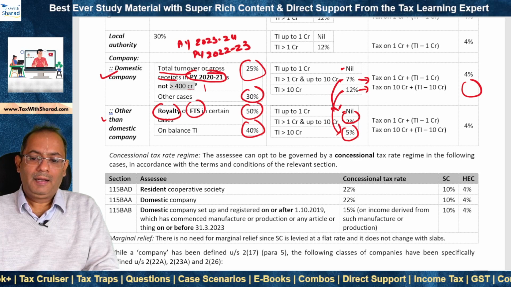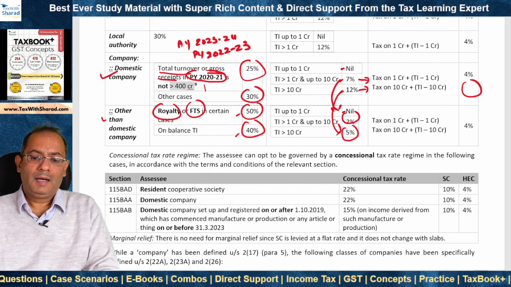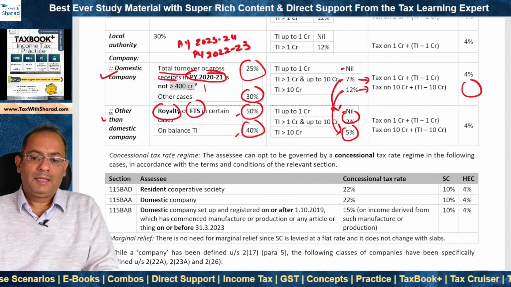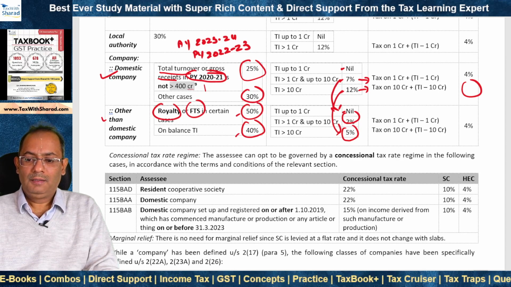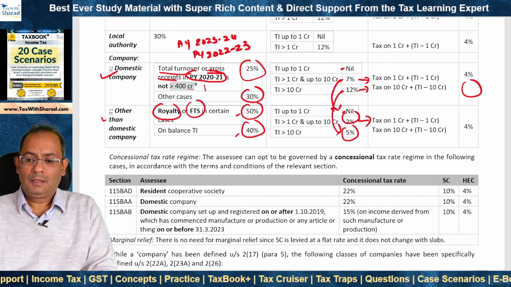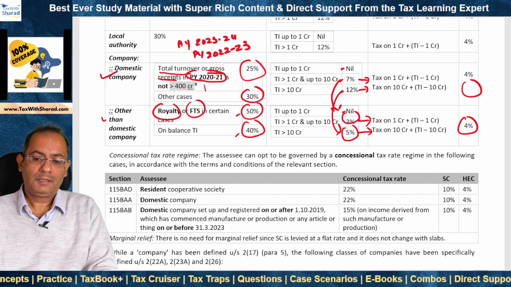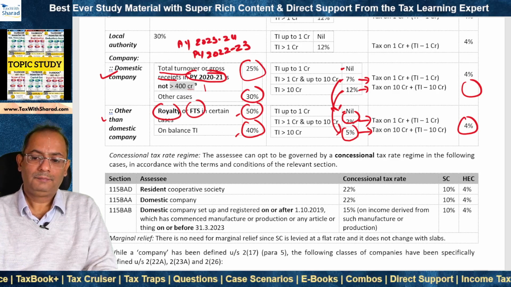And the reason is that the base tax rate for a foreign company is higher than the base tax rate for a domestic company, and that's why the surcharge is taxed at a slightly lower rate. And this is the corresponding formula for determining marginal relief, and the cess, of course, is at the rate of 4%.